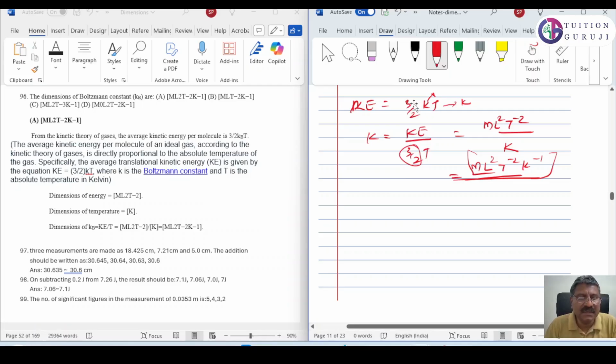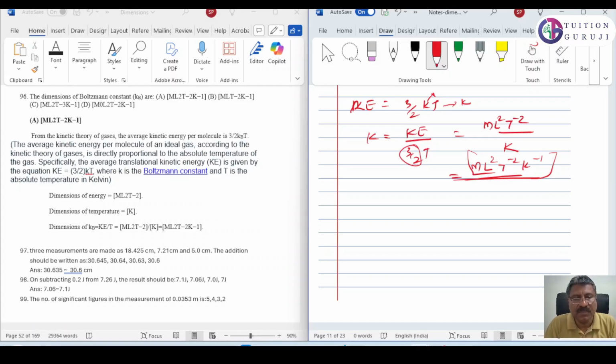Next one. Three measurements are made as 18.425 centimeter, 7.21 centimeter, 5.0 centimeter. The addition of these should be written as? When we add or subtract, we have to see the decimal places. The minimum number of decimal places is only 1. Therefore, we can have only 1 decimal place. When we add, we get 30.635. When rounded to 1 decimal place, we get 30.6 centimeter.